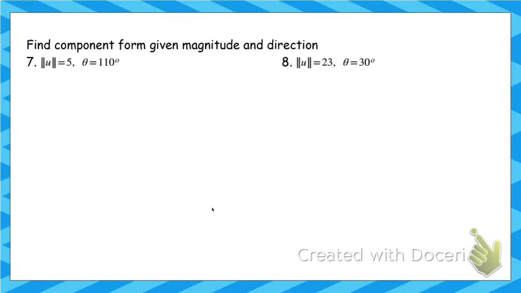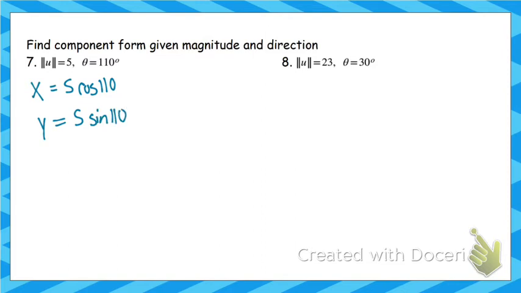Now we're going to go the opposite way. We're going to find the component form if we know the magnitude and direction. So for component form, remember, we're looking for an x and a y. For the x, we'll use cosine. For the y, we'll use sine. So the x is going to be 5 cosine 110. The y is going to be 5 sine 110.